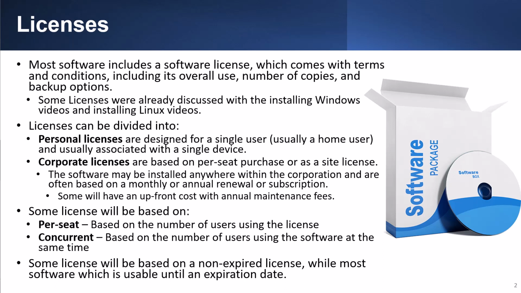The software may be installed anywhere within the corporation and is often based on a monthly or annual renewal or subscription. Some will have an upfront cost with annual maintenance fees. Some licenses will be based on per seat, which is based on the number of users using the license, and concurrent, which is based on the number of users using the software at the same time. Some licenses will be non-expiring, while most software is usable until an expiration date.